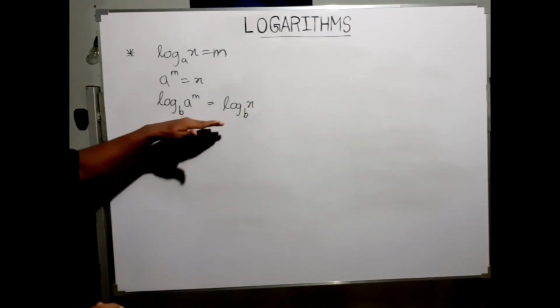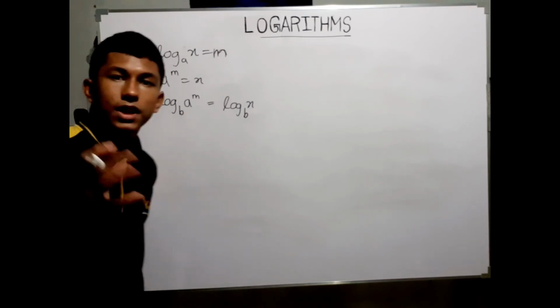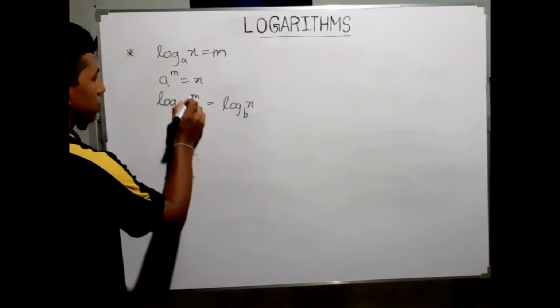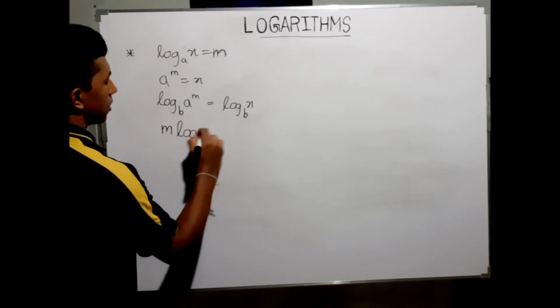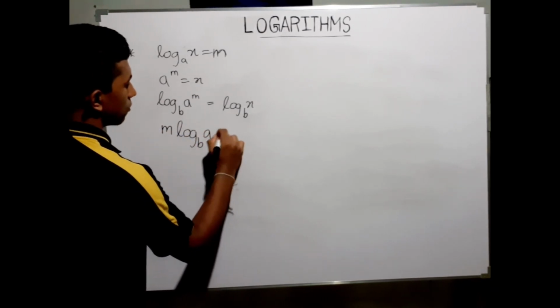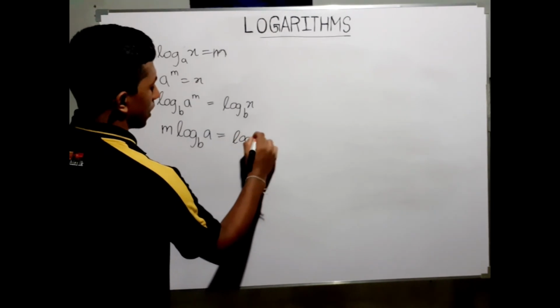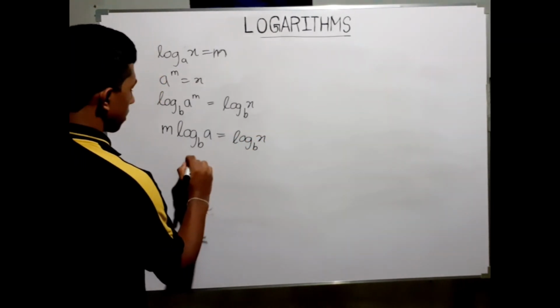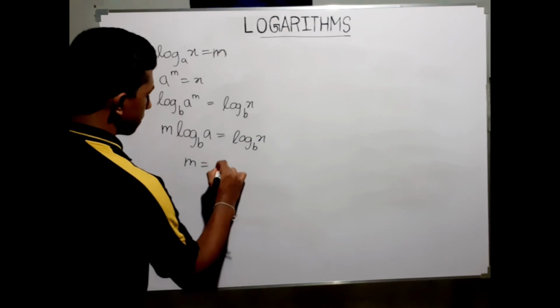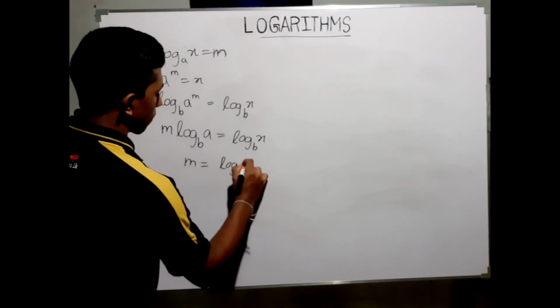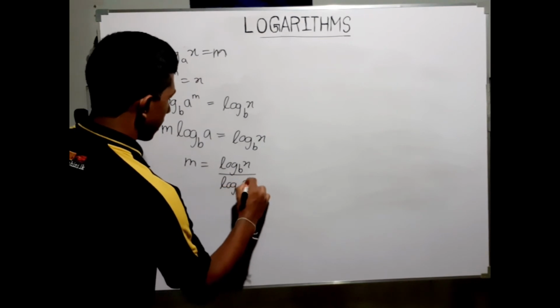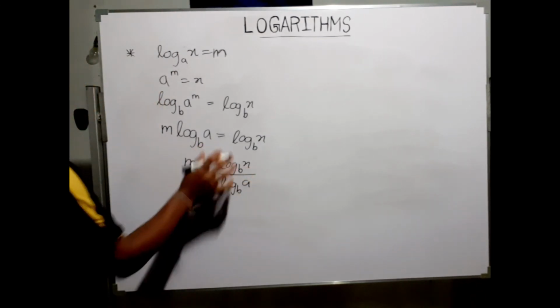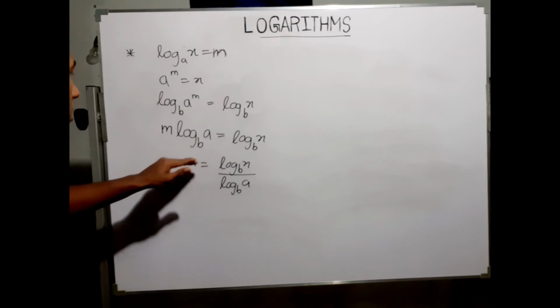So now we're going to use the rules we learned so far. So under the third rule, this m can come front. So it's going to be m log value of a to the base b, which is equal to log value of x to the base b. Now we are going to simplify m. So m is equal to log value of x to the base b divided by log value of a to the base b.